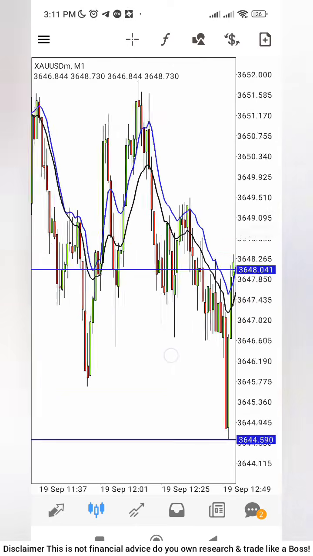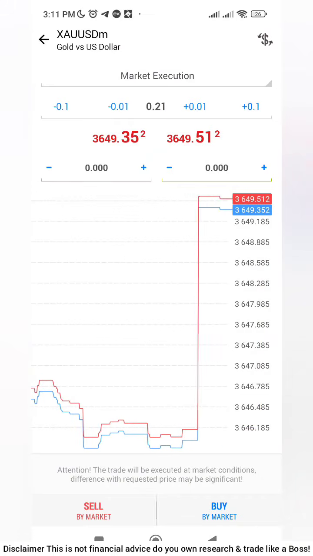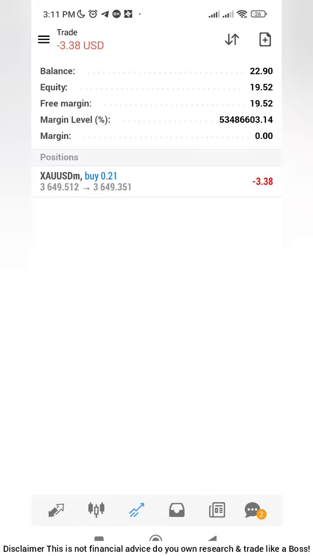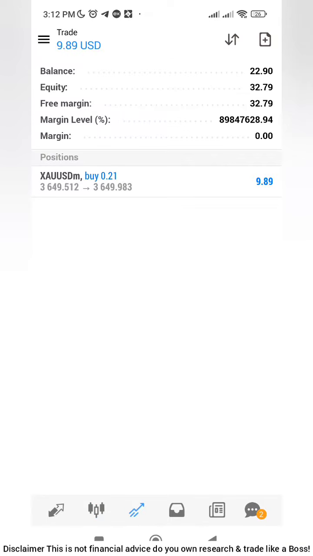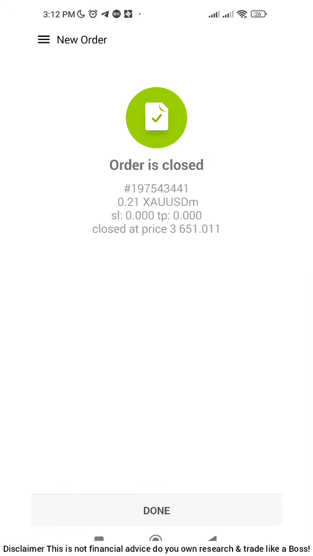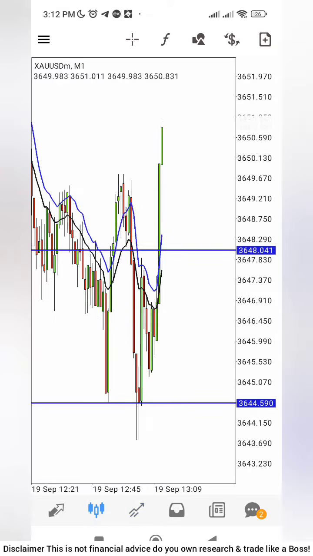You can see a full candle above these two indicators. When there is a full strong candle like this is where we like to enter because after this, profits come in fast. All we are doing right now is following the momentum where the market is going. That is where we are going. This is one of the easiest ways to make money from the forex market.